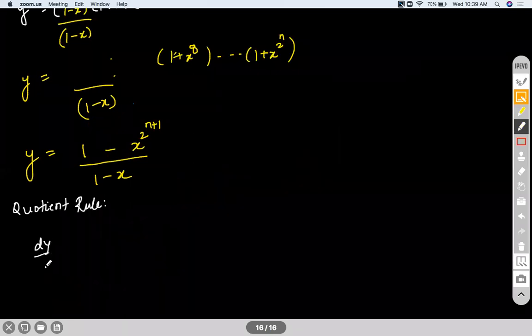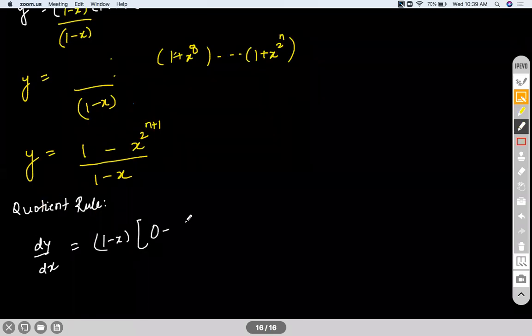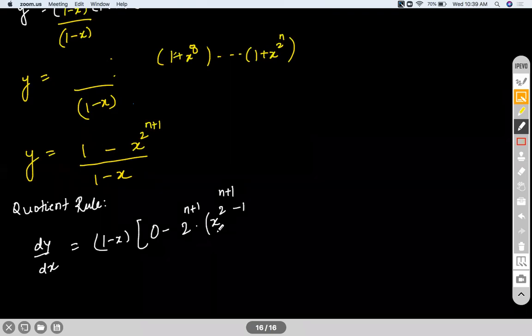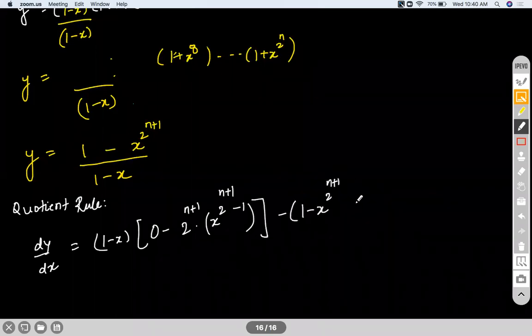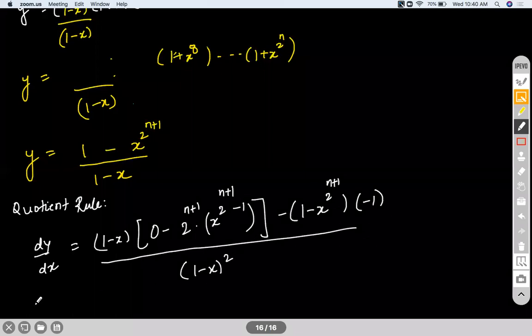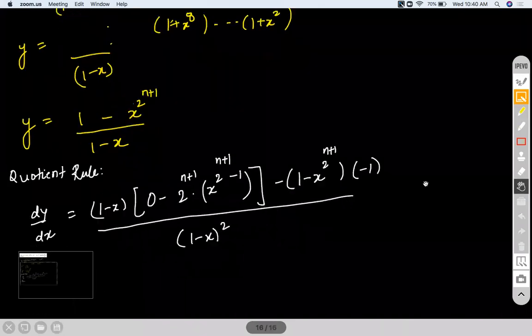So dy by dx will be nothing but minus x times derivative of this will be 0 minus 2 to the power n plus 1 into x to the power 2 to the power n plus 1 minus 1. Minus 1 minus x to the power 2 to the power n plus 1 into derivative of 1 minus x is minus 1, whole divided by 1 minus x the whole square. Now you have been asked to put x as 0. So we want the derivative of this function at x equal to 0. So let's see what happens when you put x as 0.